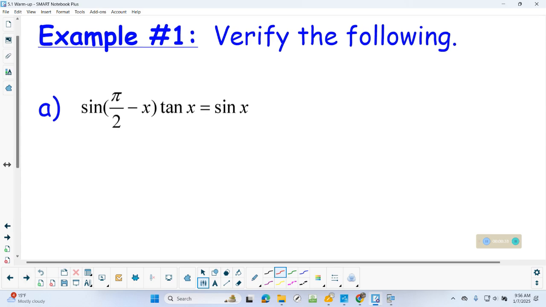I'm working on the left side. I want to prove that the left simplifies down to sine of x. So the very first thing I'm looking at is this. This is one of our co-function identities that we're going to start using. We're going to talk more in depth about it. If you take a look on your sheet at the bottom, sine of pi over 2 minus x, that's the co-function identity. It's cosine. It equals the same thing. And we're going to talk about the why in a couple minutes.